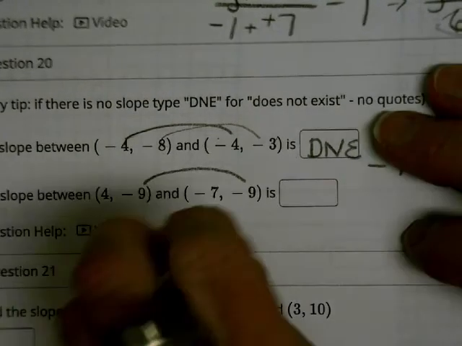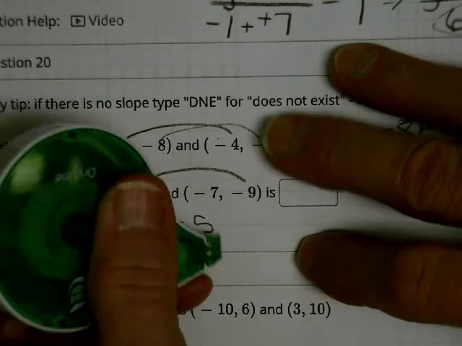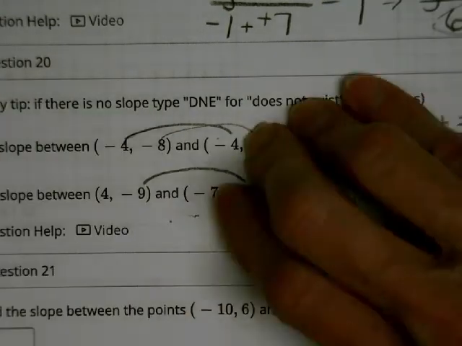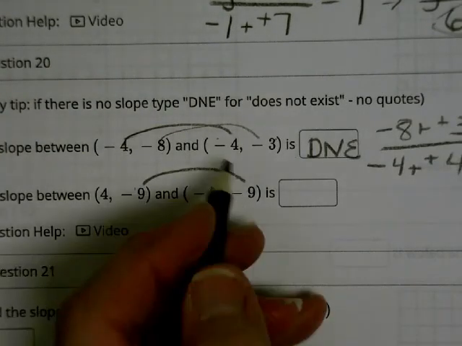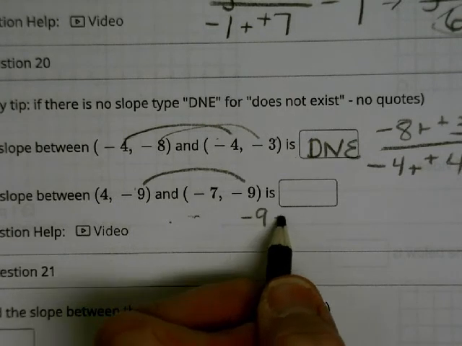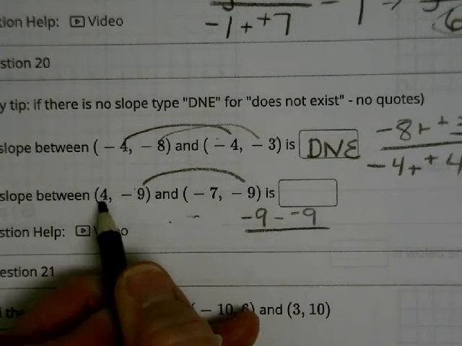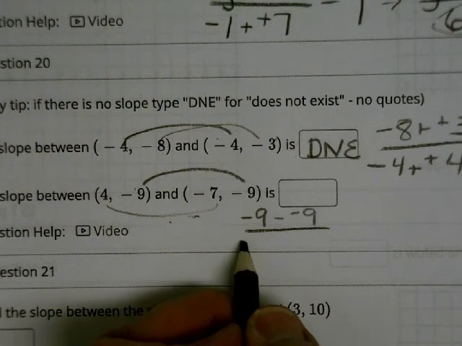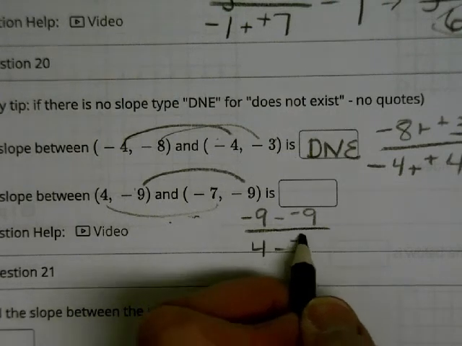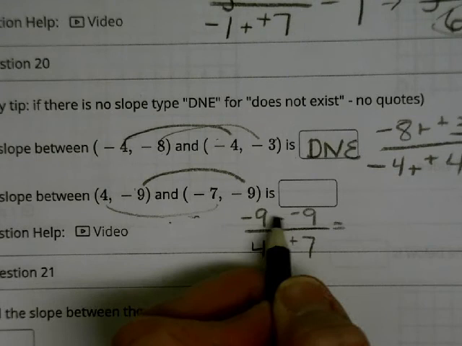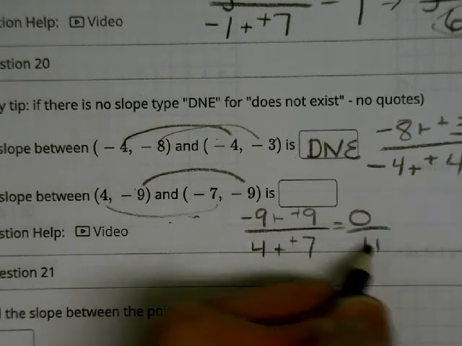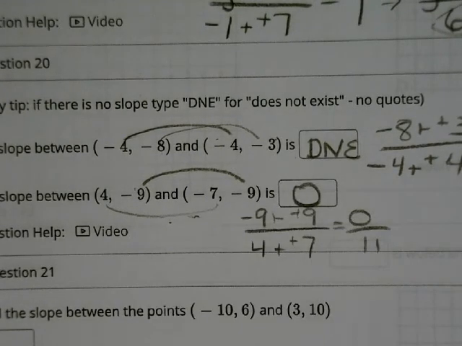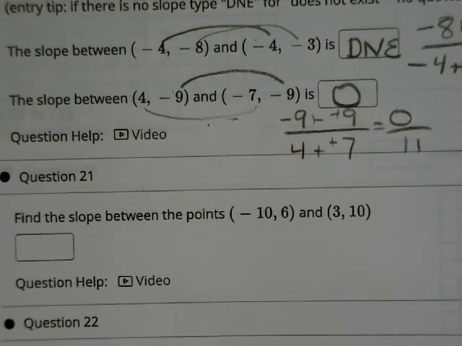Okay. The next one? Oh, this is 20. The y's are -9. Yep, you got it. You know their trick. -9 minus -9 is 0 on top. And then, as long as the bottom's not 0, 4 minus a -7, yep, it is 0 divided by 11, which is 0.